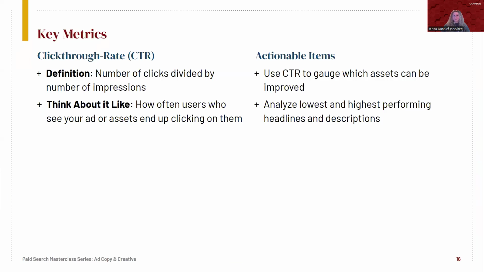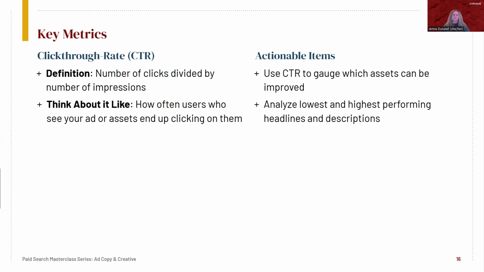We'll start with click-through rate. By definition, click-through rate is the number of clicks divided by the number of impressions. You could think about it as how often users who see your ad or assets end up actually clicking on them. Click-through rate as a metric is available at multiple levels, from the campaign all the way down to the keyword level. Now, click-through rate doesn't paint a full picture of a campaign's performance, but it can give us insight into audience behavior and what is or isn't resonating with users.